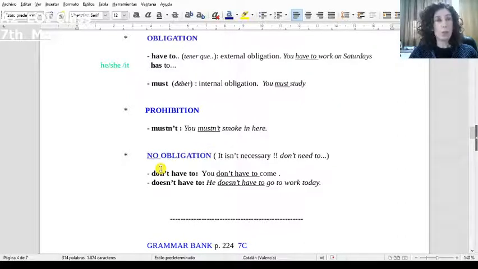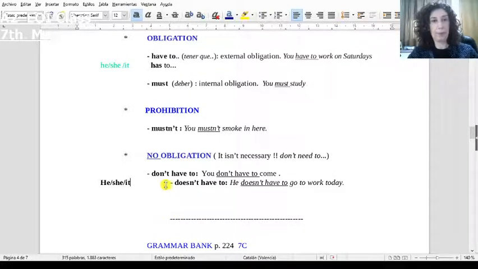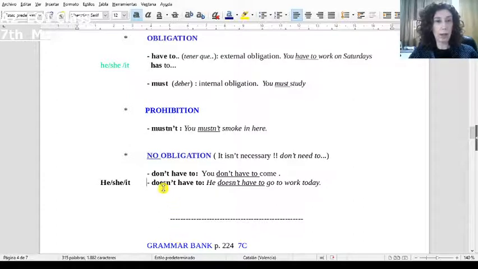And the last one, don't translate, please. No obligation. When something is not necessary, there is no need, no necesario. Si quieres lo haces y si no, no. Sería el don't have to, más infinitivo, o tercera persona del singular, pondríamos doesn't have to. En el presente simple, do o does. En el pasado, didn't. Then doesn't have to, tercera persona del singular, he doesn't have to go to work today. Él no tiene necesidad de ir a trabajar hoy. Pero míralo, ya se va, porque quiere terminar la faena.